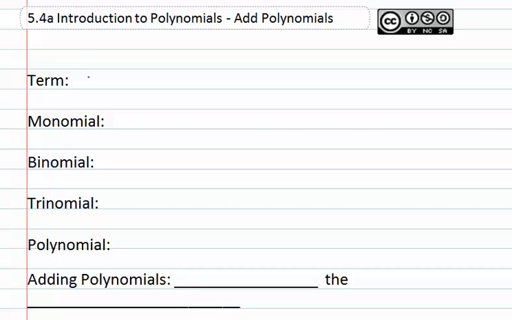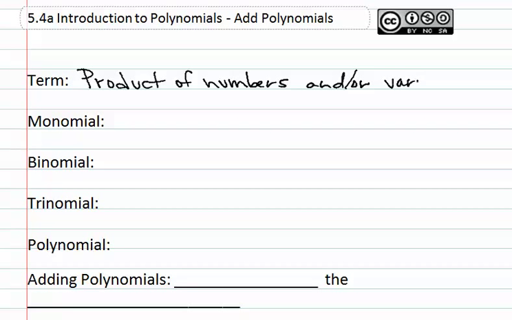A term is a product of numbers and or variables. Product meaning things that are being multiplied together.